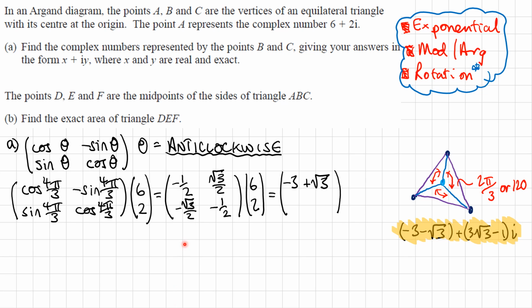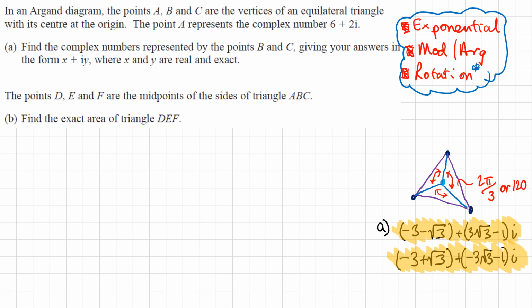And then at the bottom, multiply these two together. That's going to give me minus 3 root 3. And then times these two together, it's going to give me minus 1. So I've now got my other vertex, which is minus 3 plus root 3, and then plus negative 3 root 3 minus 1 i. And let's just highlight that, and then we'll move on to part B.